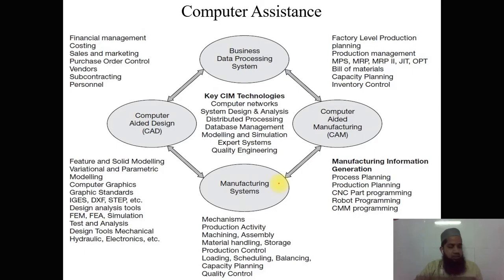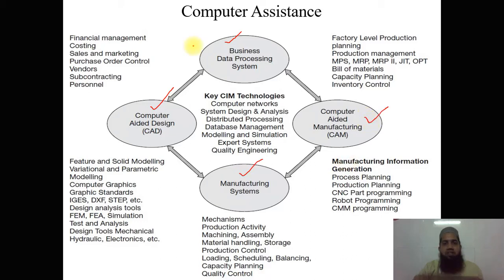Next, it is very important. You have to know what is the computer assistant. This is like an overview of any organization, any industry. There are different types of departments. If I consider four major departments, that is called a business data processing department, the computer aided design department, manufacturing system engineering department, and computer aided manufacturing department.